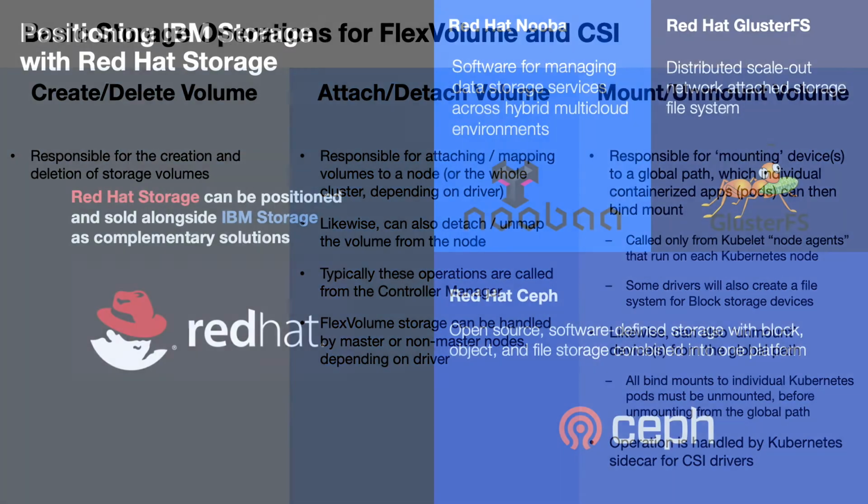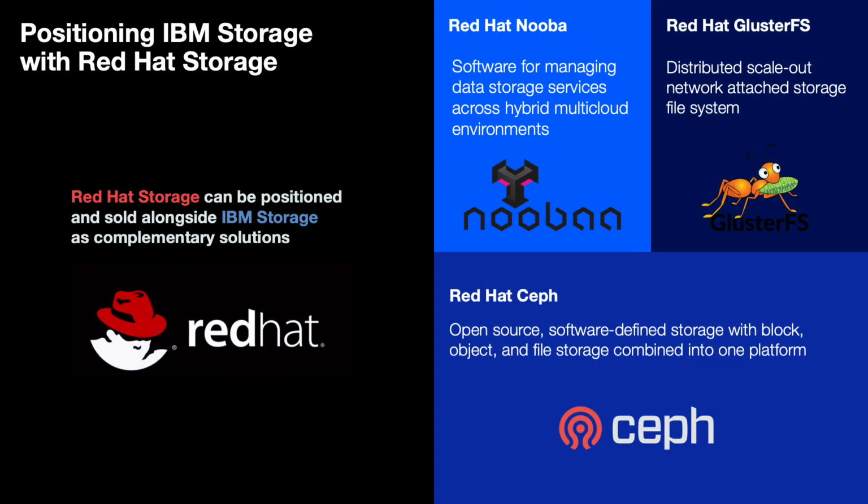At a high level, the main storage offering from Red Hat is NooBaa. It is used to manage Red Hat storage services across hybrid multi-cloud environments. Red Hat GlusterFS is another popular offering, with many small and mid-sized clients utilizing it today. GlusterFS is Red Hat's distributed Network Attached Storage, or NAS, solution. Red Hat Ceph has a strong reputation in the marketplace as a software-defined storage, or SDS, solution that can support block, file, and object types, all within a single offering.